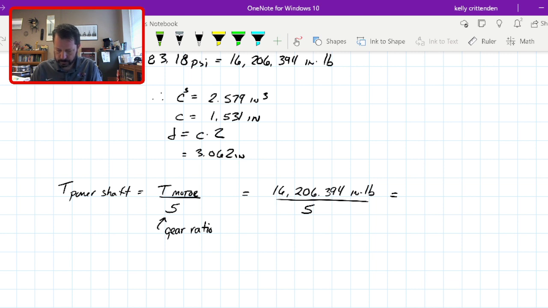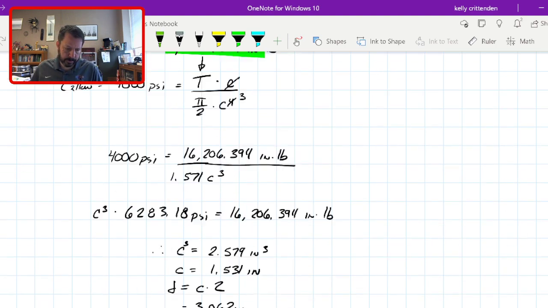16,206.394 divided by 5 is 3,241.279 inch-pounds. So that would be the torque in what I colored the yellow shaft here.